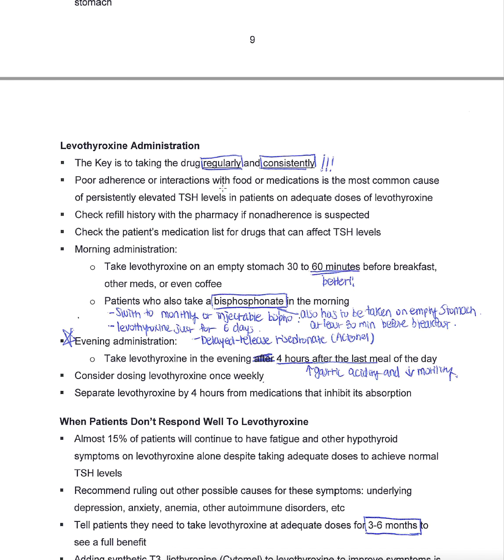Is the patient taking it every day? Or what about the food? It is really something you need to check first. So we actually had one patient referred to us last week whose TSH has been fluctuating a lot.